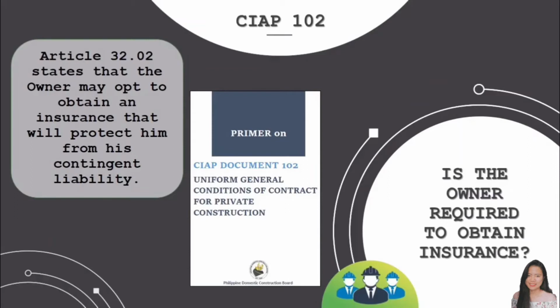Is the owner required to obtain the insurance? In Article 32.02 of the CIAP Document 102, it is stated that the owner may opt to obtain an insurance that will protect him from his contingent liability. So, that means that the owner has the choice whether he would opt to obtain an insurance or not.